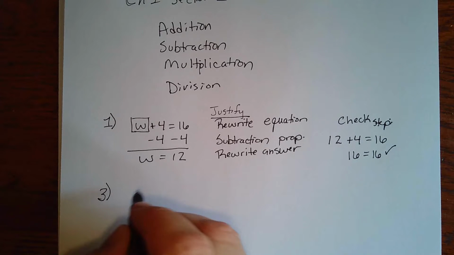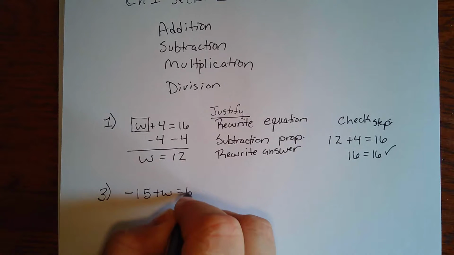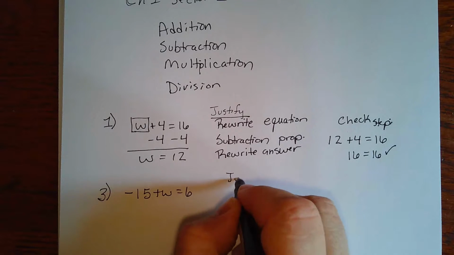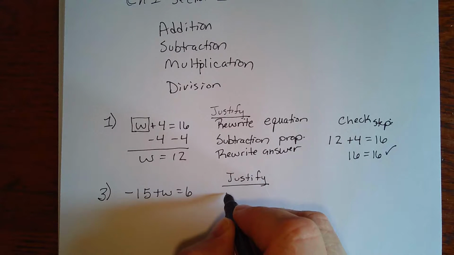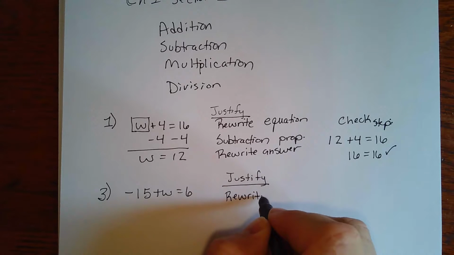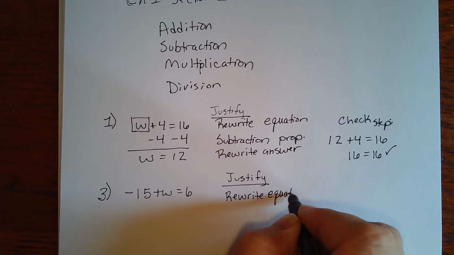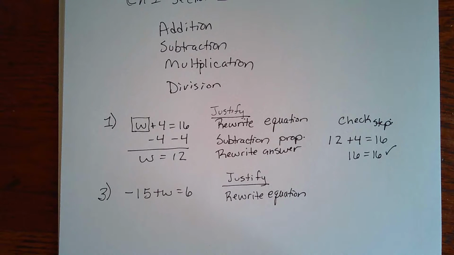Okay, let's look at number 3. Number 3, we have negative 15 plus W equals 6. Once again, I'm going to ask you to justify, and then I'm going to ask you to check your answer. So we know the first step is going to be rewrite equation. Now, the difference between the first one and this one is that instead of having a plus in front of it, we have a minus. In this case, the minus indicates that the 15 is negative, because once again, our goal is to get the W isolated.